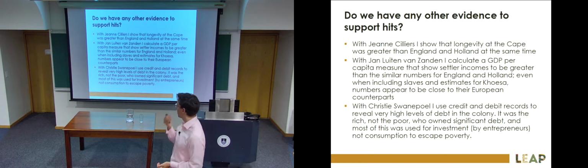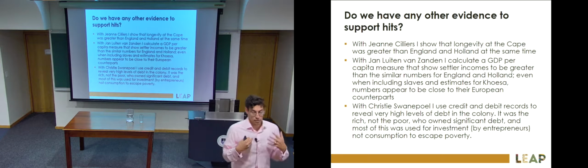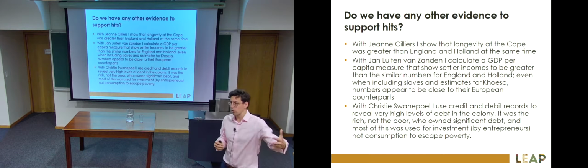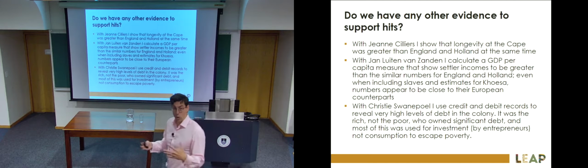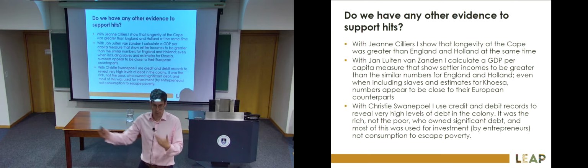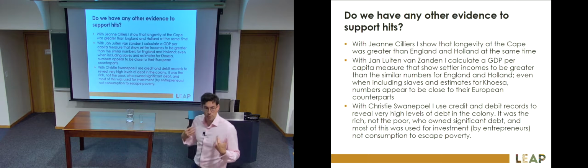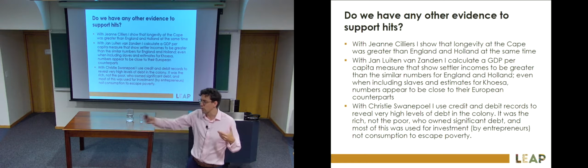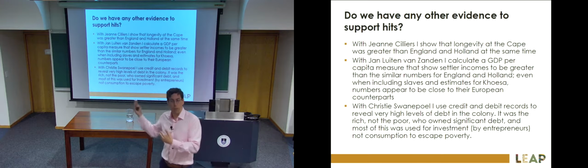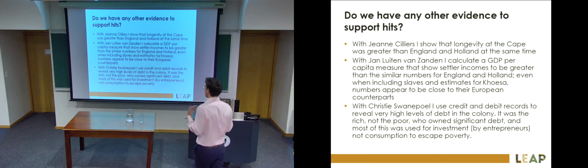One of my former PhD students, Jean Fourie, approached what was then the Genealogical Institute of South Africa and got a big database of genealogical records, again of these settler farmers for the first two centuries, and she just started calculating longevity. No one seems to have done this before. You can calculate life duration, how long people lived, and you compare that again to England and Holland, and you find people lived longer, not much longer, but they lived longer than they did back in Holland.